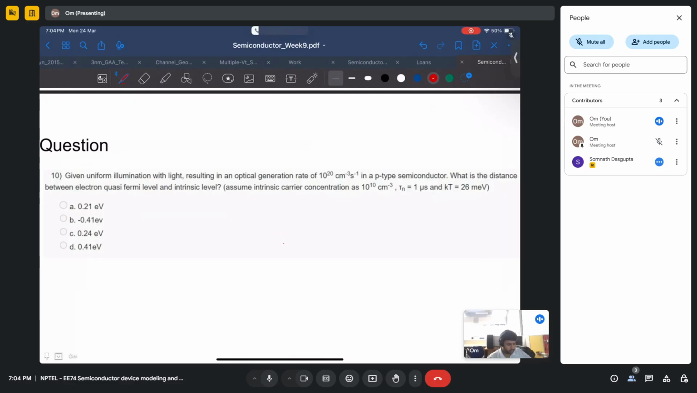Given uniform illumination with light resulting in an optical generation rate of 10 to the power 20 per centimeter cube per second in a p-type semiconductor, what is the distance between the electron quasi-Fermi level and the intrinsic level? Assume intrinsic carrier concentration is this, tau n is this, and kT is 26 millivolt.